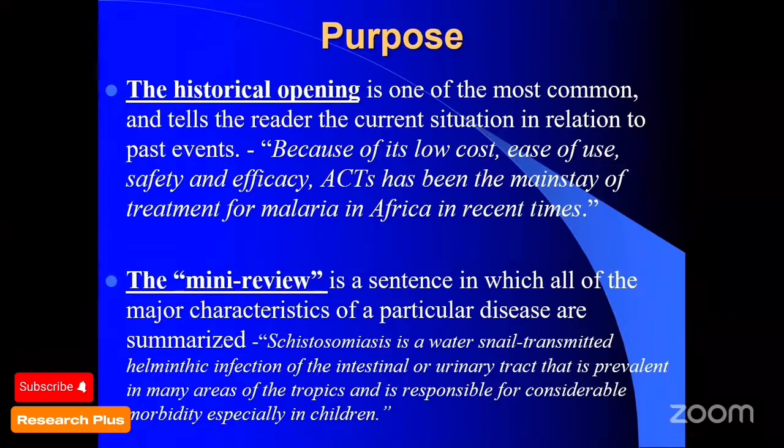Then another one is to use the mini review approach, where you present a sentence on the major characteristics of a particular disease. For example, you are doing a work on schistosomiasis. You can begin by saying schistosomiasis is a waterborne, water snail transmitted helminth infection of the intestinal or urinary tract that is prevalent in the tropics and responsible for a lot of morbidity, especially in children. So this is a mini review or a seminar opening of a paper related to schistosomiasis.